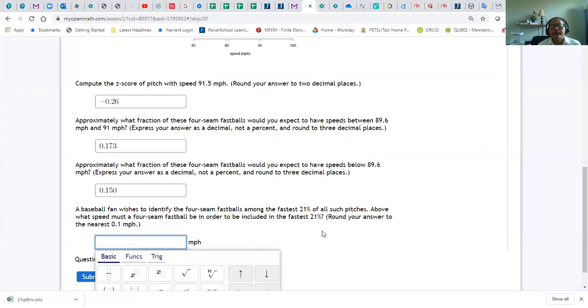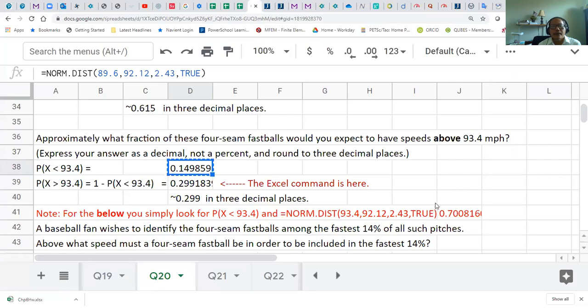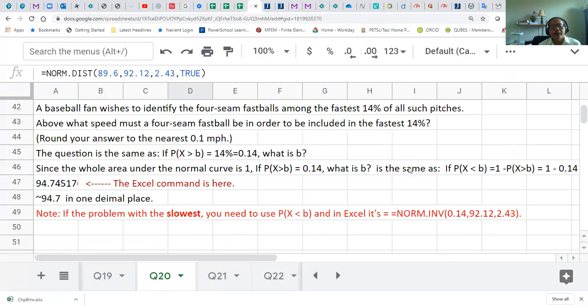Okay, what is this here? Include the fastest, 21%. Round to nearest 1 decimal place. Okay. 21%. The fastest. Yeah, so it is the first, that means it's greater than, right? So in order to find the less than, you need to subtract from 1.